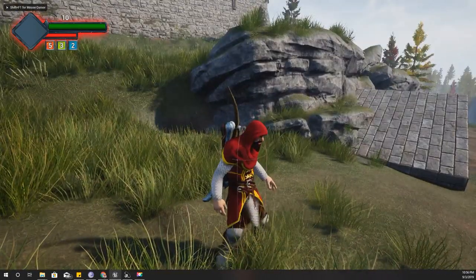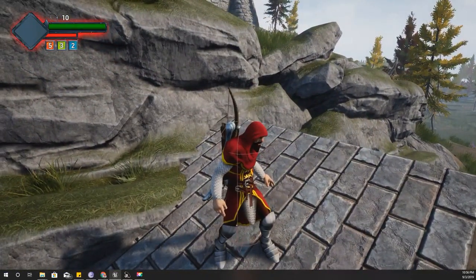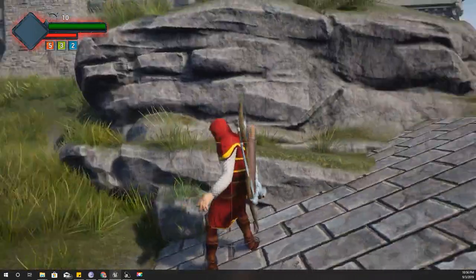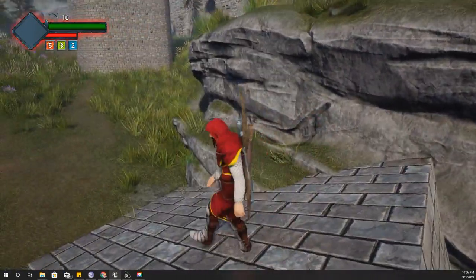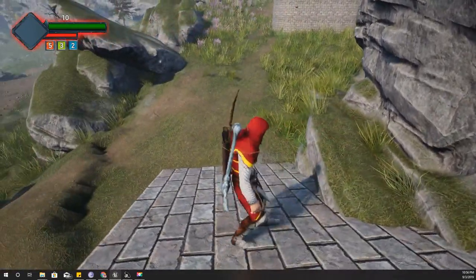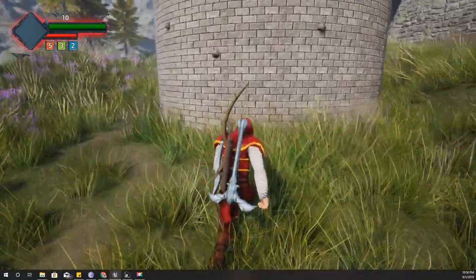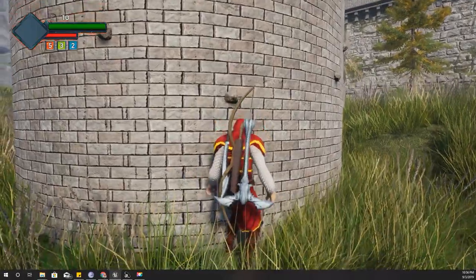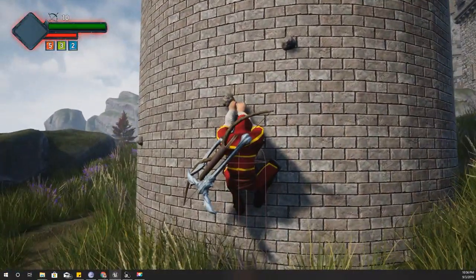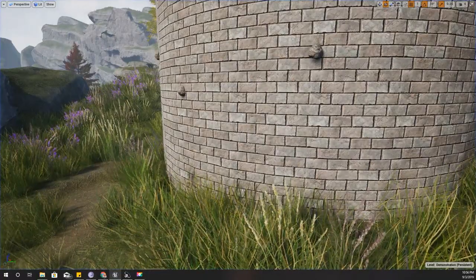Hello everyone. So today I'm going to address some issues I had to face after adding my hand IK system and new wall climbing system. So I had some issues with my leg IK system, and also I had some problems with these hand IKs when I grab these ledges. So yeah, I'm going to fix them today.